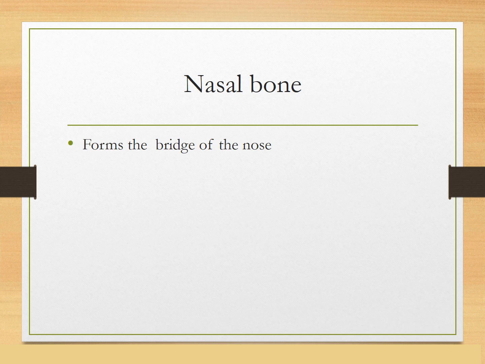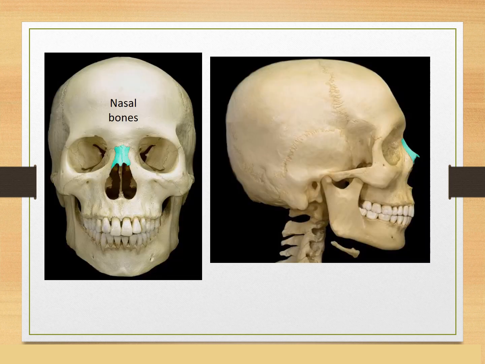The nasal bone forms the bridge of the nose, and this does not participate in the formation of the orbit of the eye. So if you notice, the maxilla extends all the way up into the frontal bone. The nasal bone is more anterior.